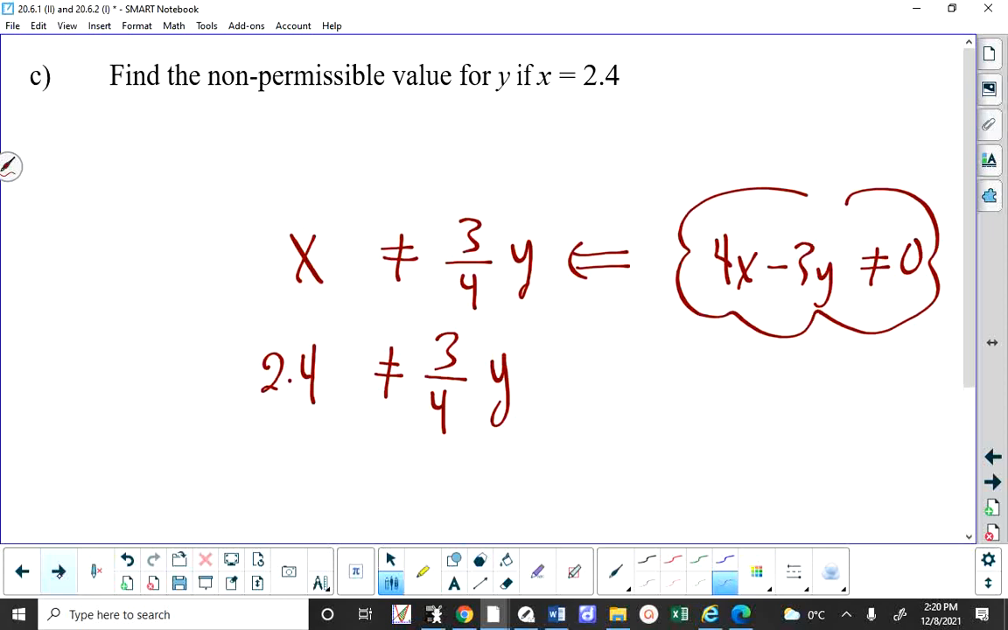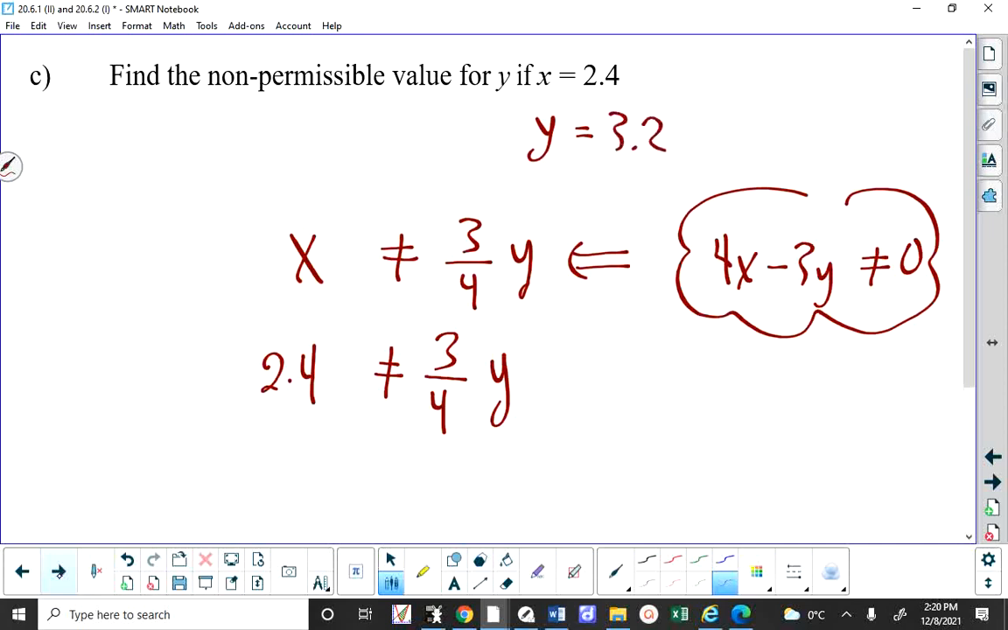So we're going to take 2.4. The way I do this, I'm going to multiply by 4 and divide by 0.3. And I believe you get 3.2. If you want to take 2.4 divided by 0.75, I believe you're going to get 3.2. But I'm seeing some puzzled looks on the faces right now, and I want you to convince yourself that you're going to get 3.2, and I'm starting to see nods. So the non-permissible value for y when x is 2.4 is y equals 3.2.